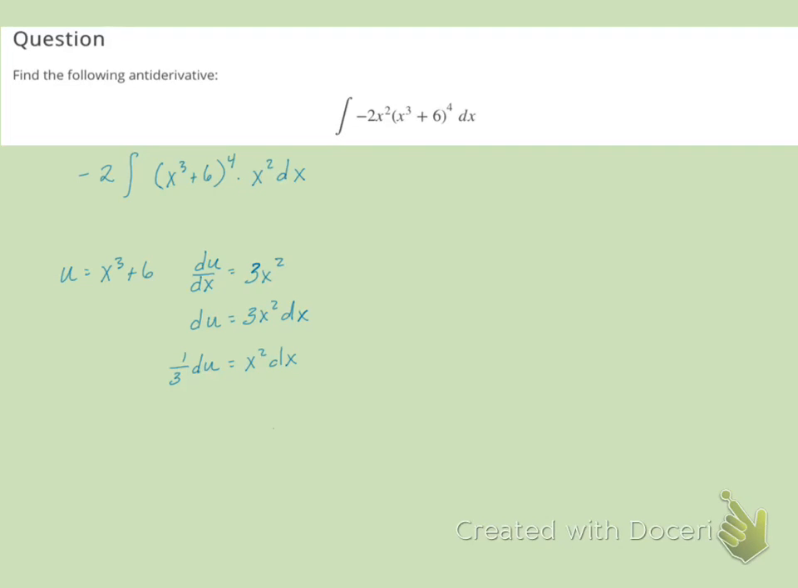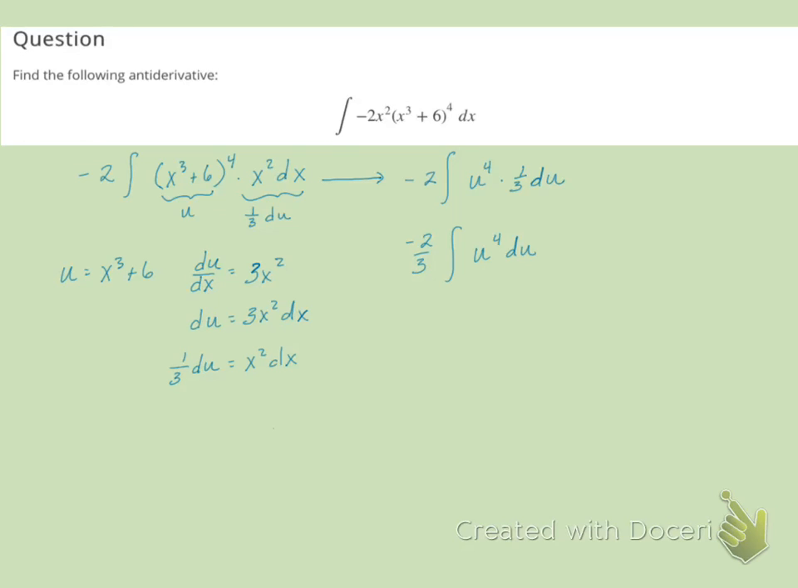So now I can actually fill in the substitution. This x cubed plus 6, I made this a u, and this x squared dx became a 1/3 du. And so I'm going to rewrite this integral as negative 2 integral of u to the 4th times 1/3 du. And now I can bring that 1/3 out in front with a negative 2, and I'll have negative 2/3 times the integral of u to the 4th du.